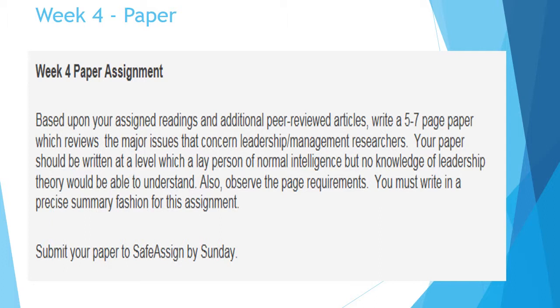So you could hand it to your spouse or somebody you know, a close friend, and say, could you read this? Can you understand what it says? And if they said, no, I can't understand what it says, you're not writing for a layperson. All right? Page requirements are fixed, they are important, and so considering what the topic is that you're going to be dealing with, you're going to need to write in a precise fashion.